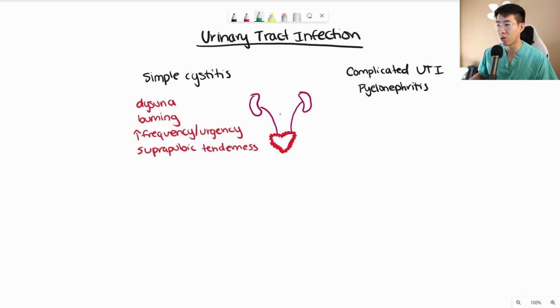When you have a complicated UTI, this is when there are signs that the infection has spread past the bladder. So it starts going up the ureters, and then starts going around the kidney, and you may start to see inflammation around the kidney. And you'll also start to see a lot more systemic signs as well.